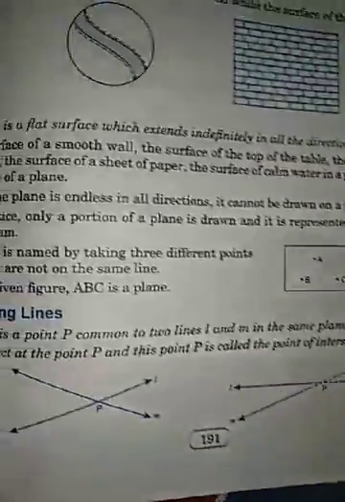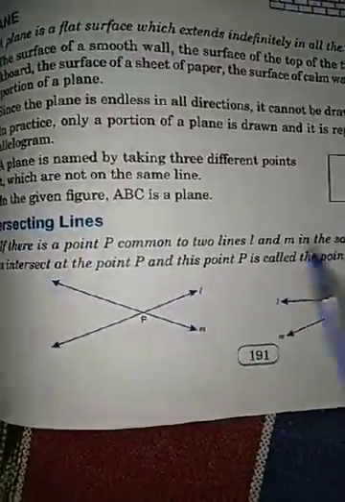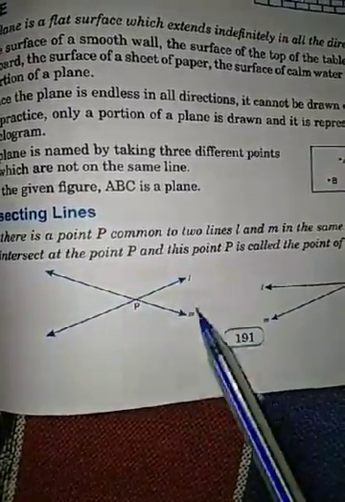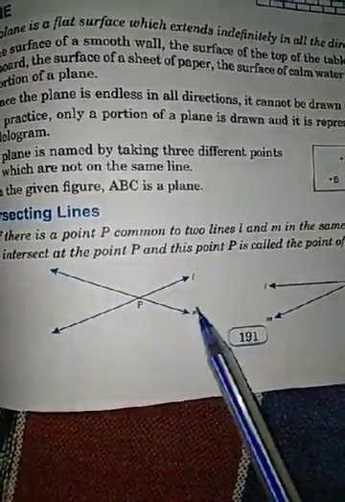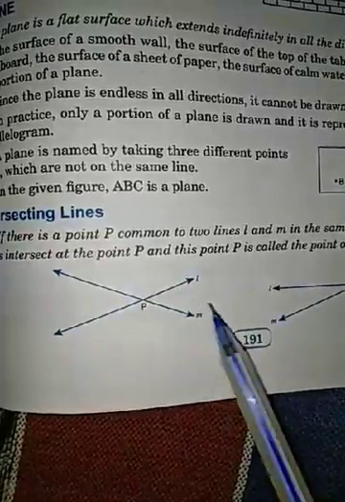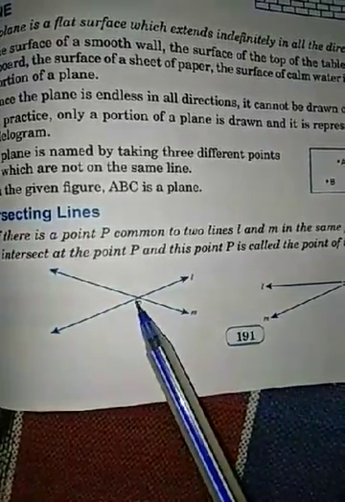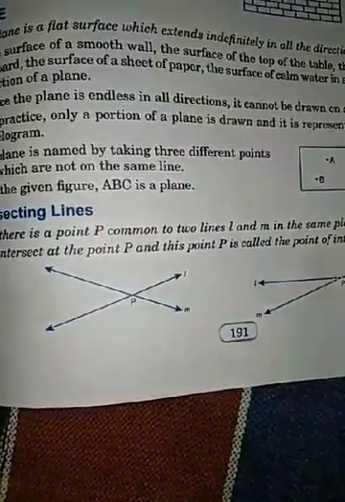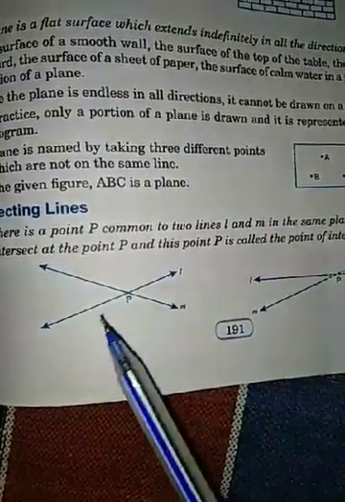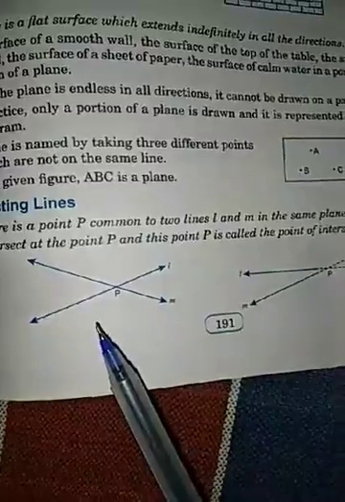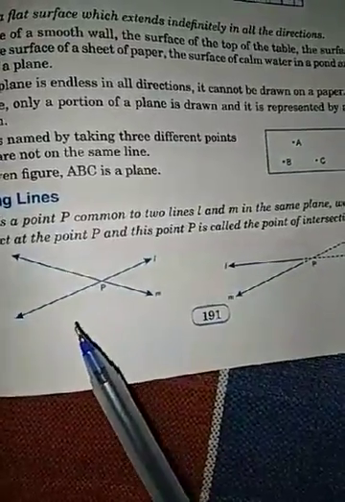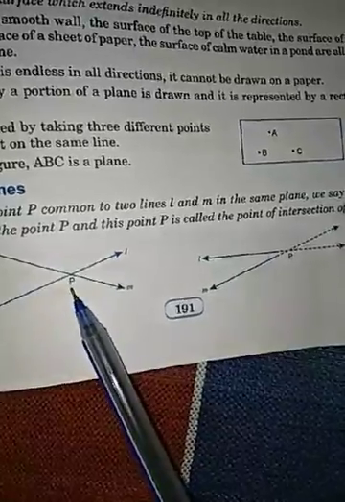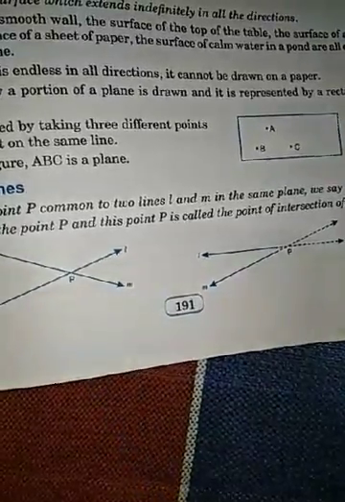Now intersecting lines. If there is a point P common to lines L and M, this is line L and this is line M. These two lines L and M intersect or meet at a common point P. So we can say that two lines intersect at the point P, and this point P is called the point of intersection of the lines.